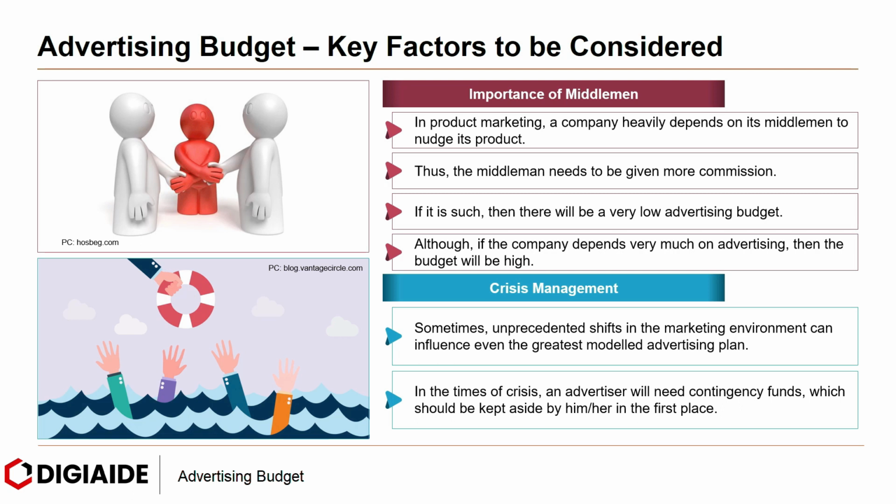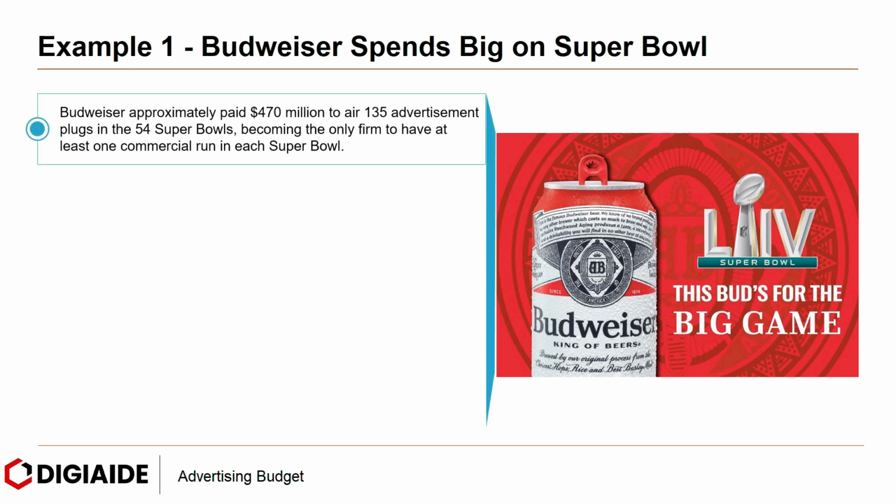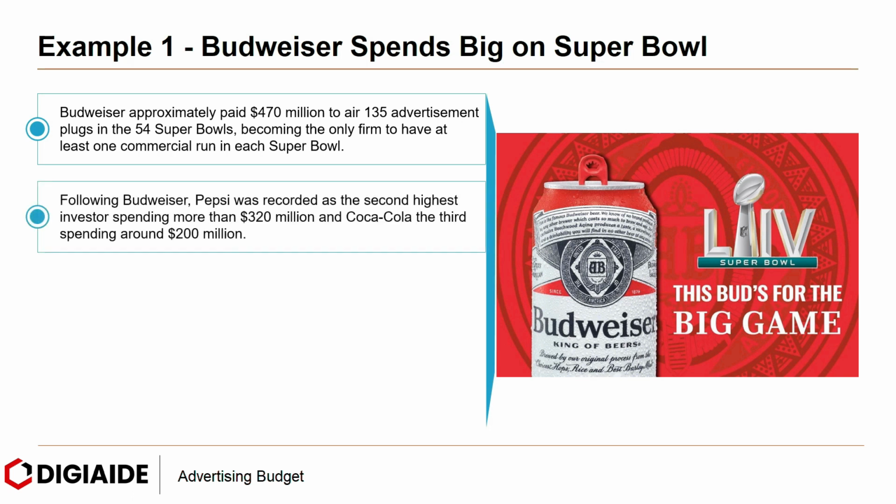Now moving on to some examples, the first one being Budweiser's spend on the Super Bowl. Budweiser approximately paid $470 million to air 135 ad plugs in the 54 Super Bowls, becoming the only firm to have at least one commercial run in each Super Bowl. Following Budweiser, Pepsi was recorded as the second highest investor, spending more than $320 million, followed by Coca-Cola at the third space, spending around $200 million.